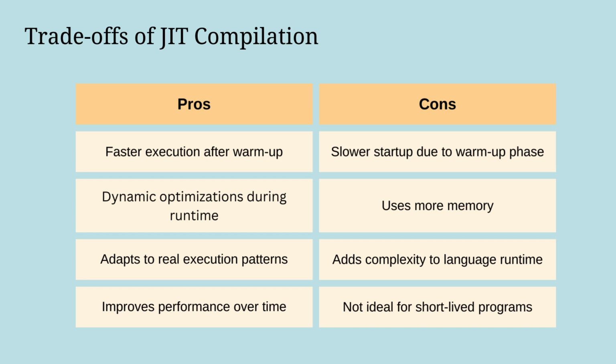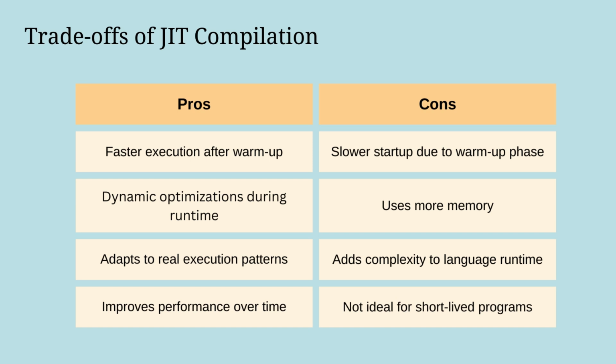Trade-offs of JIT compilation. JIT compilation brings a lot of performance advantages. Once the program runs for a bit, the JIT compiler identifies frequently used parts or hotspots and compiles them into optimized machine code. This makes the program run faster over time. It also adapts to real runtime behavior, applying dynamic optimizations based on what's actually happening, like frequent loops or method calls. But there are trade-offs.